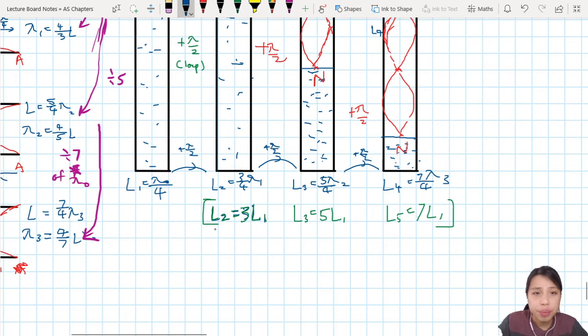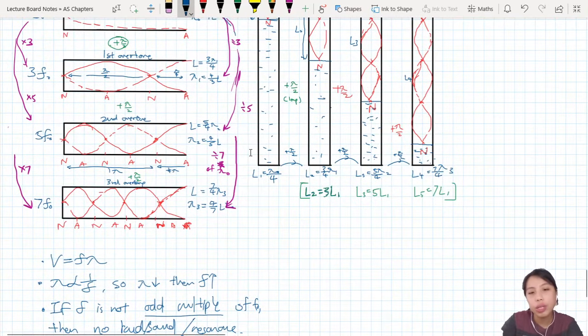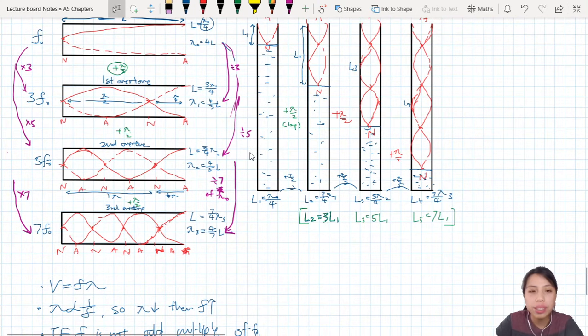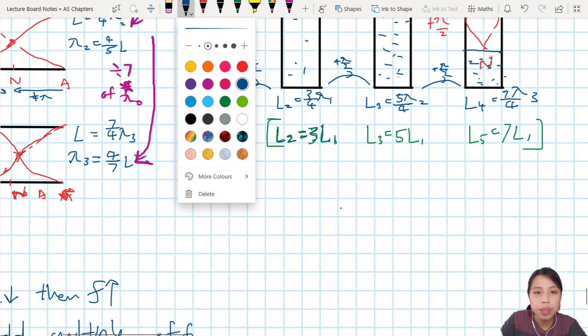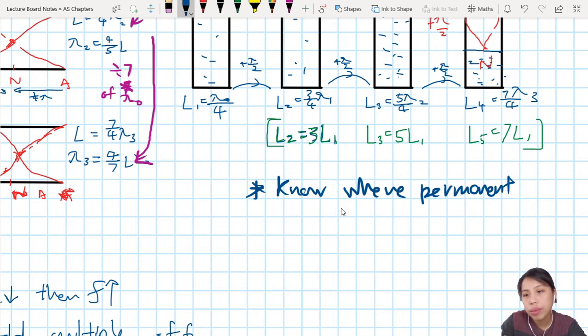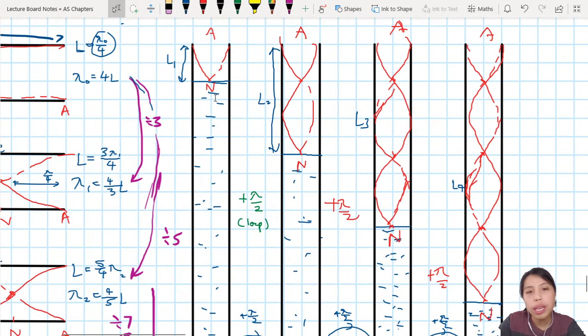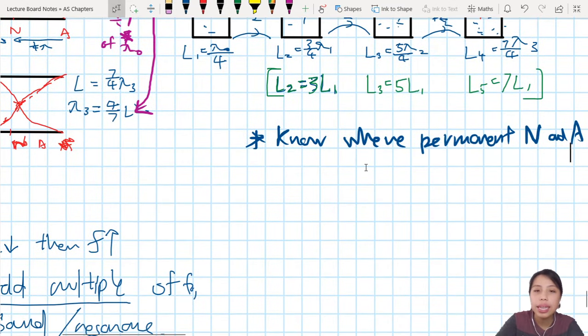Okay, to summarize, you're like, Miss, I don't know how to draw all this. Practice lah, learn how to draw. It's not that hard. You just need to know the principles behind it. So I'm going to summarize some key principles about all this stuff, how you can draw all this in the blink of an eye. So the first principle to keep in mind is you need to know where your permanent nodes and antinodes are. Meaning, open, closed pipe. So the closed one is always a node, the open one is always an antinode. That is the first step already.